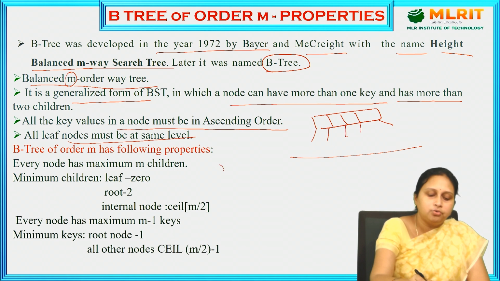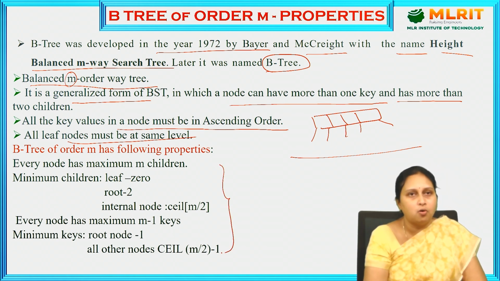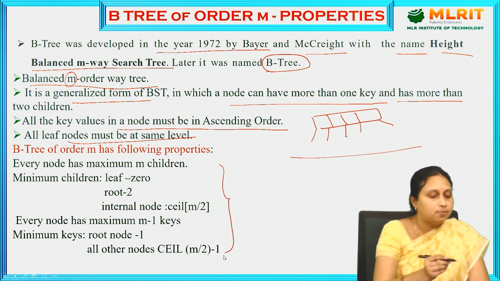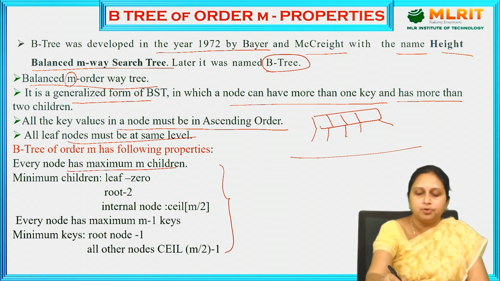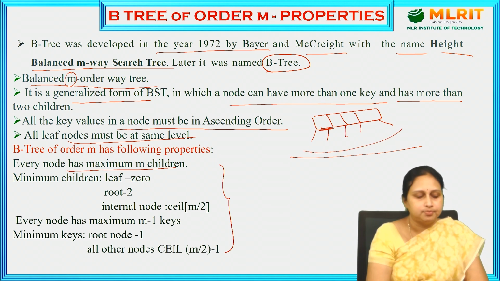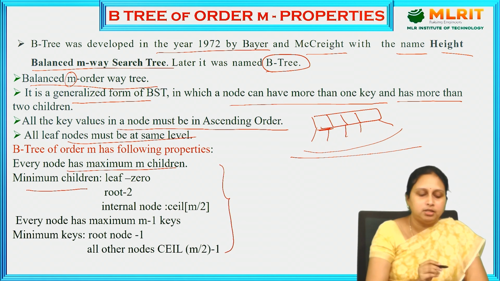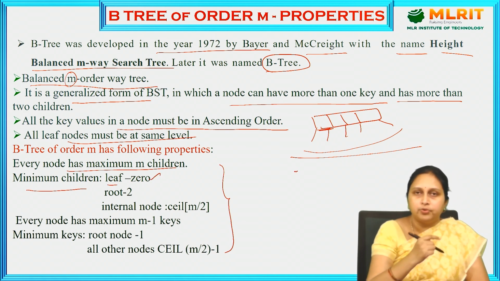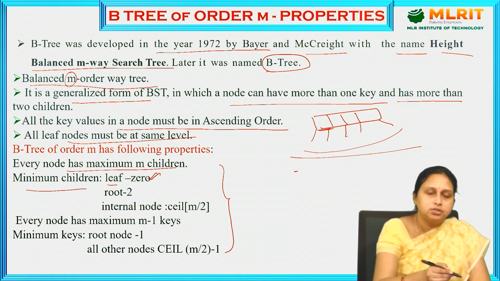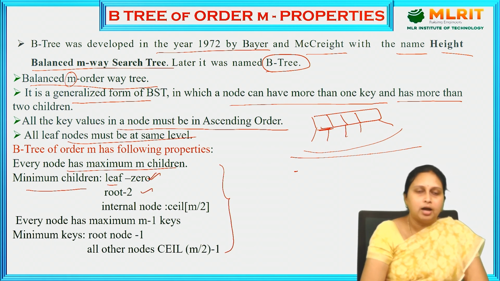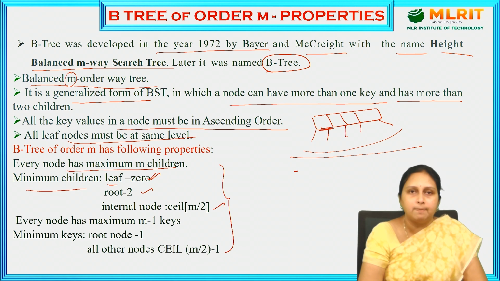And when you are going to construct a B tree, you have to follow all these properties. What are the properties you have? Every node has a maximum of M children. Suppose I am going to have a node of order M, for that M children have to be present. And the minimum number of children for a leaf node will be 0, because if it is a leaf node, you don't have any other nodes that can be connected, right? That is a leaf node. For that it will be 0, for the root node it will be 2, and for an internal node it will be ceil of M by 2.